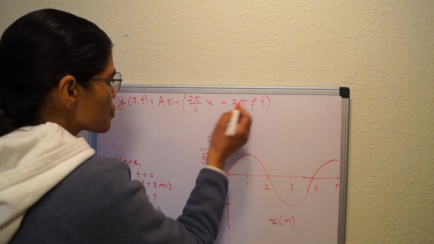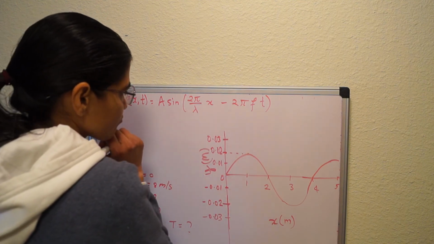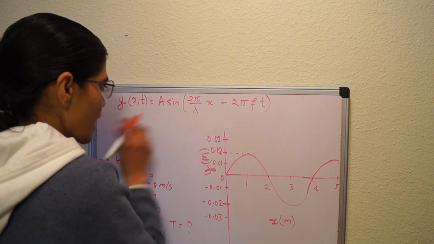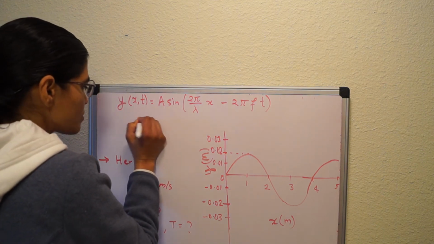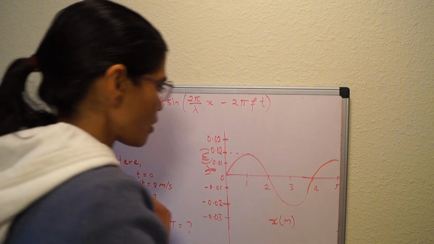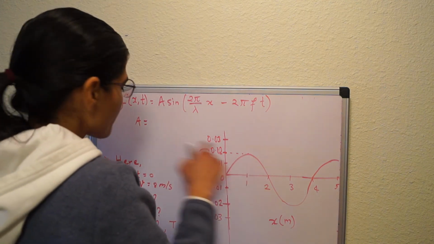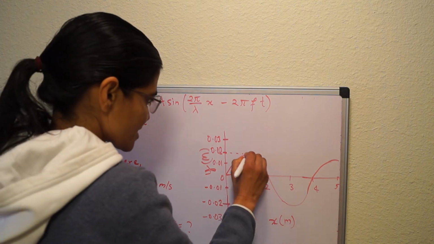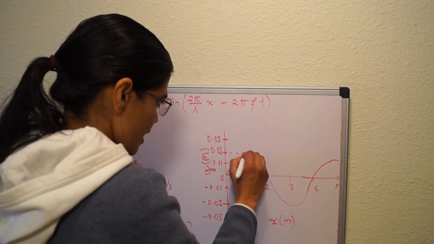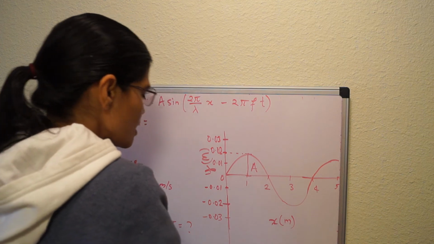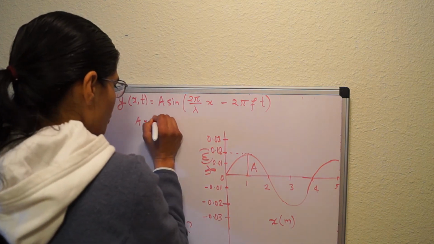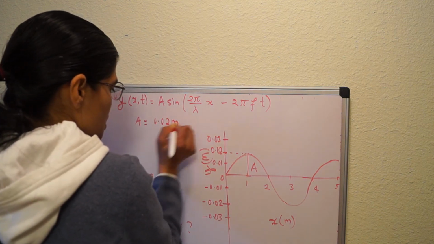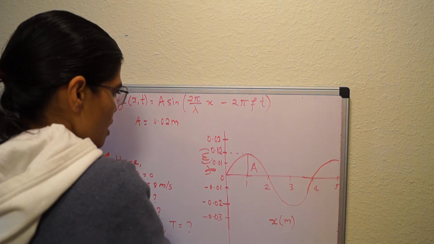However, we do know A. A is the maximum displacement of the particle. The maximum displacement is from this point all the way to here. So this distance is our amplitude A, which is given as 0.02 meter. That is straightforward.